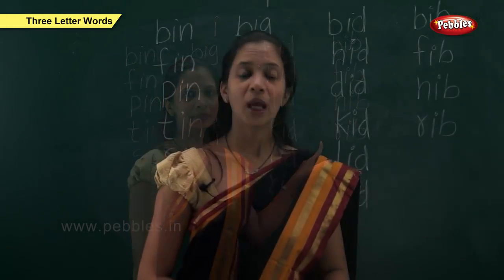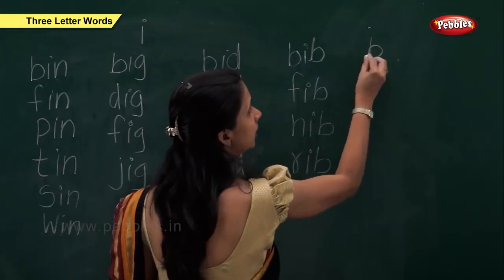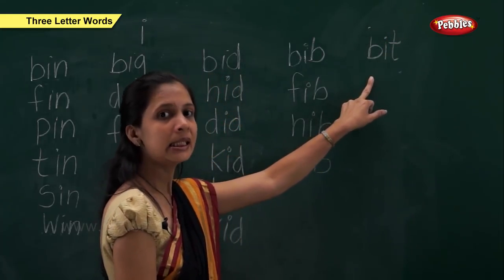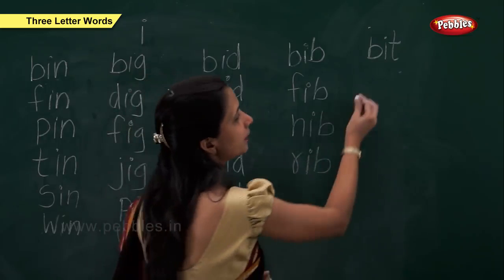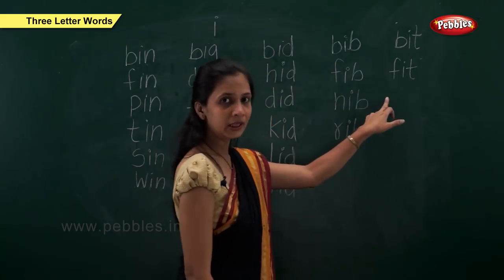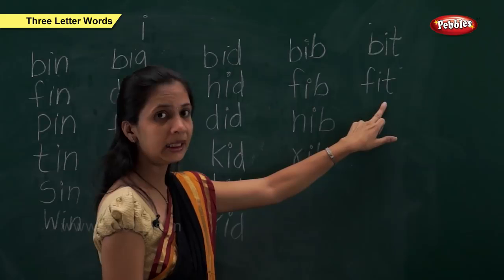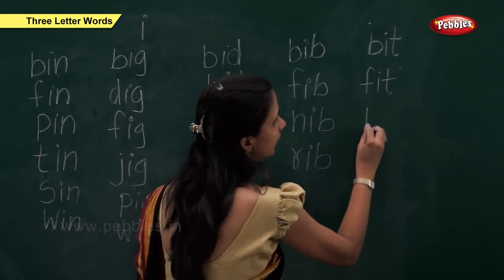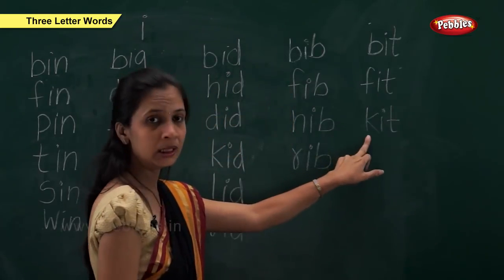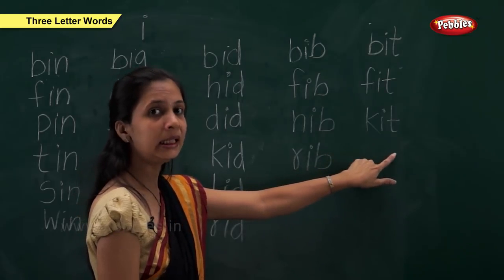Okay. Now we will take few more words. B, I, T, bit. B, I, T, bit. The next is F, I, T, fit. F, I, T, fit. The next is K, I, T, kit. K, I, T, kit.